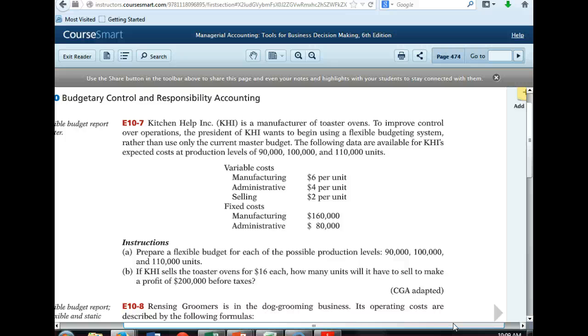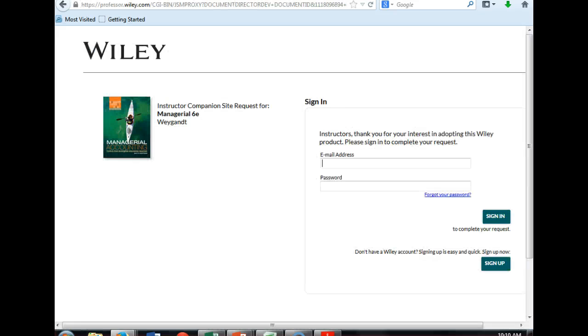So we've got here variable manufacturing cost per unit, and then administrative of $4 a unit. We've got selling of $2 a unit, and then we've got fixed cost, manufacturing of $160 and admin of $80. We have to prepare a flexible budget for each of the possible production levels, 90,000, 100,000, and 110,000 units. Okay? So it's letting us know the manufacturing variable cost $6, administrative $4, selling $2.